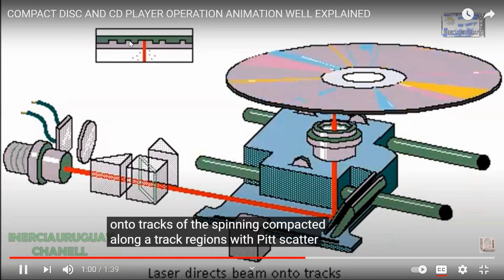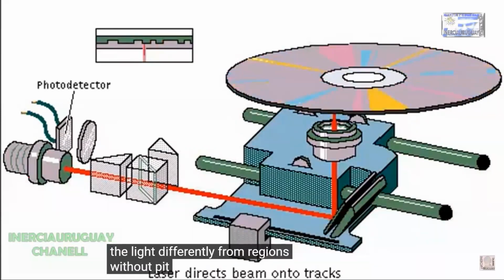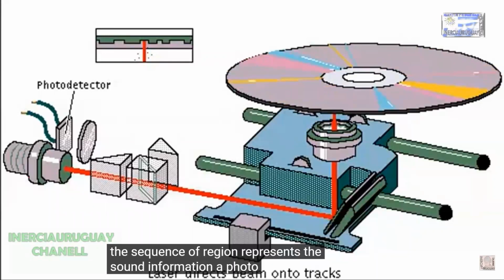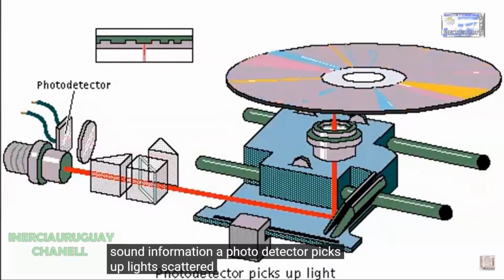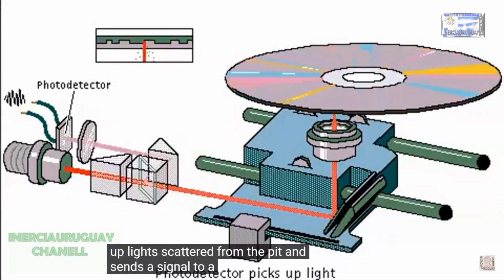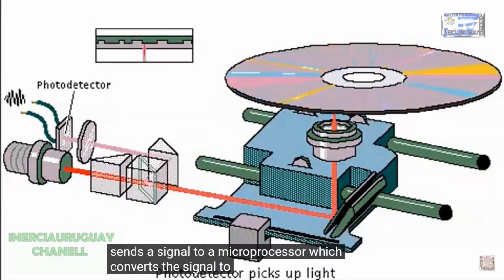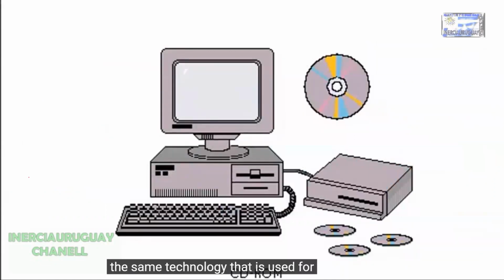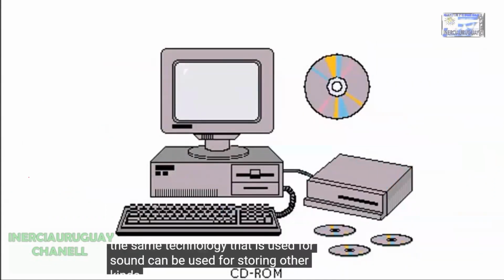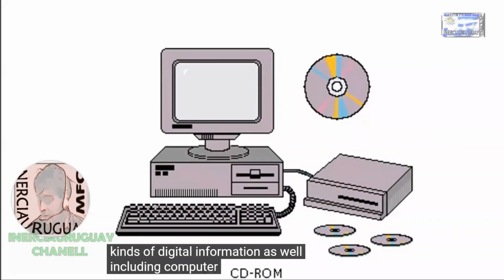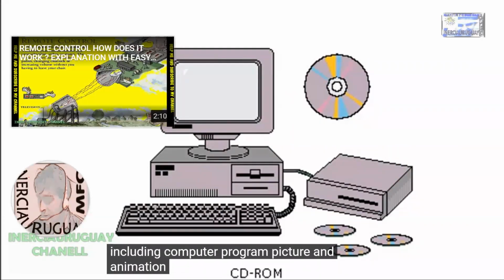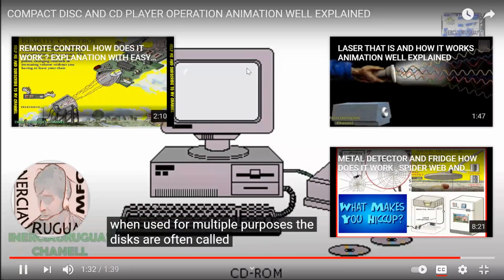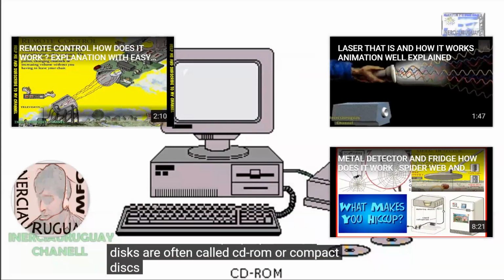Regions with pits scatter the light differently from regions without pits. The sequence of regions represents the sound information. A photodetector picks up light scattered from the pit and sends a signal to a microprocessor, which converts the signal to sound. The same technology that is used for sound can be used for storing other kinds of digital information as well, including computer programs, pictures, and animation. When used for multiple purposes, the disks are often called CD-ROM, or compact disc read-only memory.